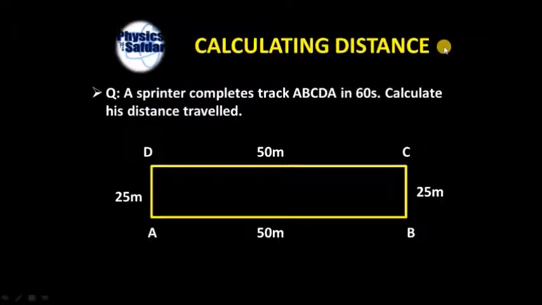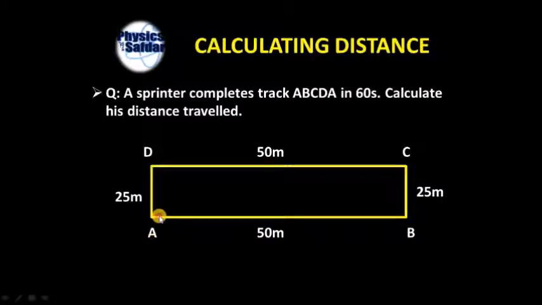One more question. It will help you to calculate distance traveled by moving objects. Look at the question. A sprinter completes track A, B, C, D, A in 60 seconds. Calculate his distance traveled. This is the track we have.